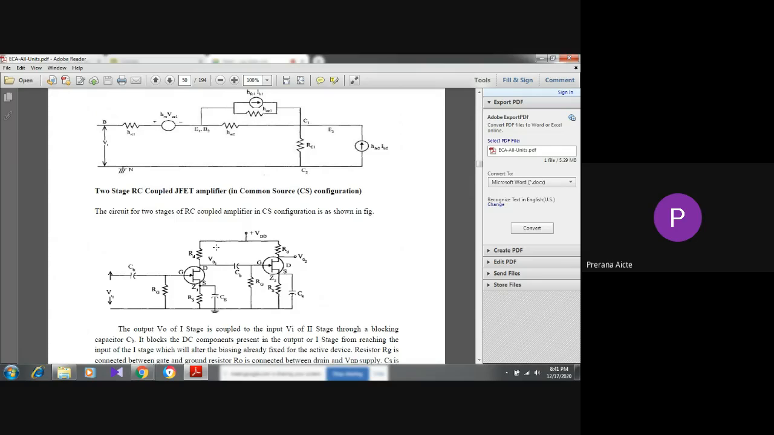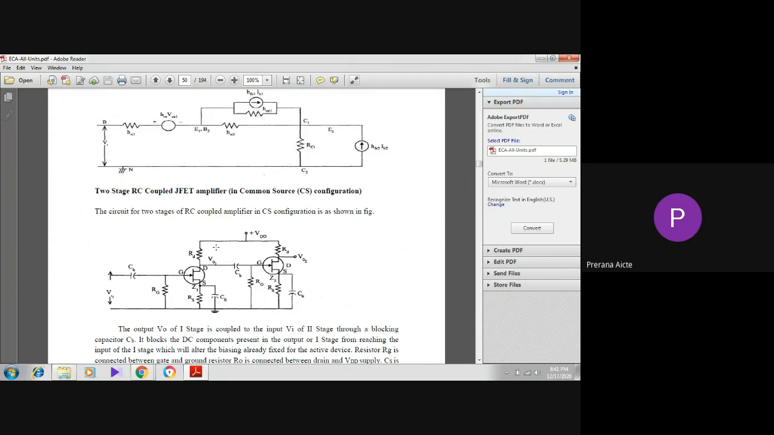So that is the common source configuration. In common source, gate is the input terminal, drain is the output terminal, and source is the common terminal for both input and output. Clear? That's why this is called common source configuration.